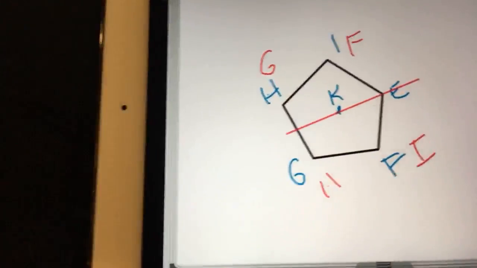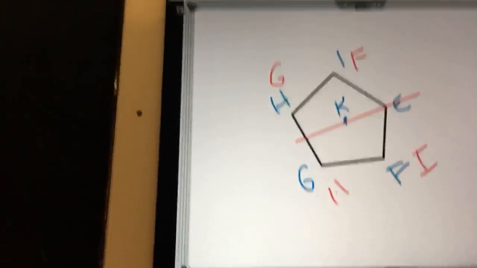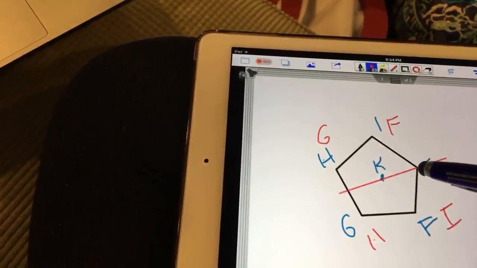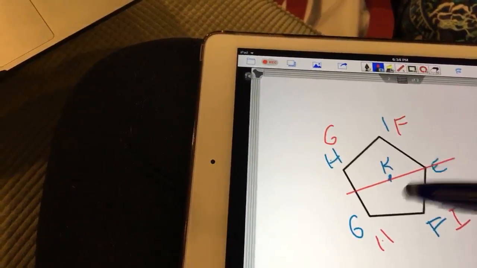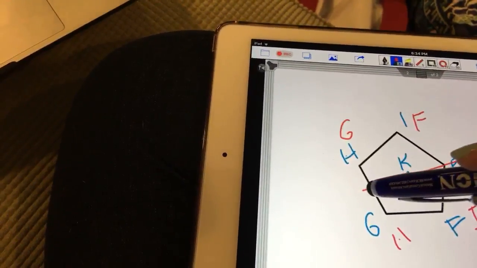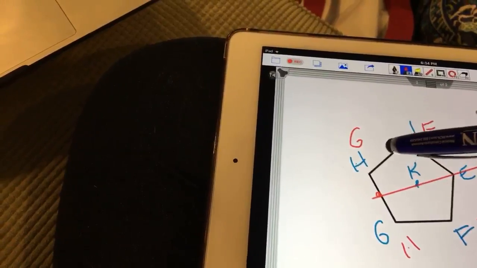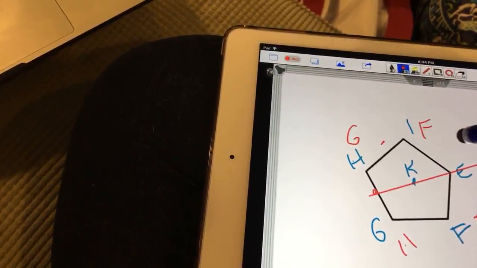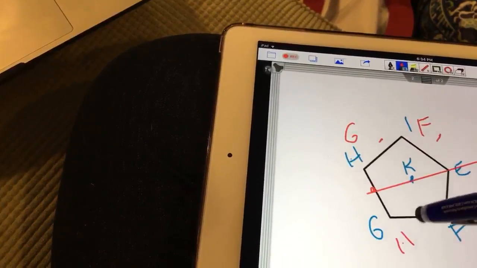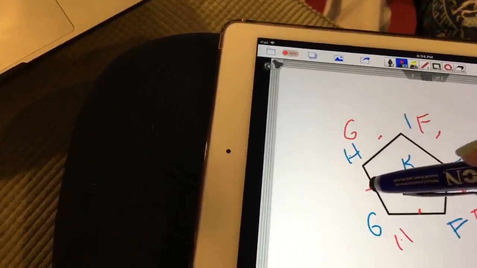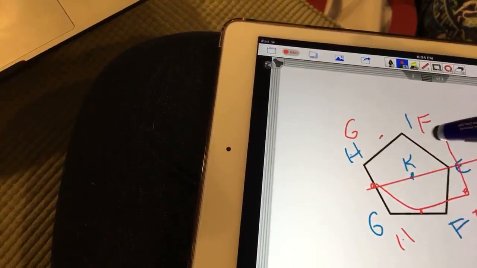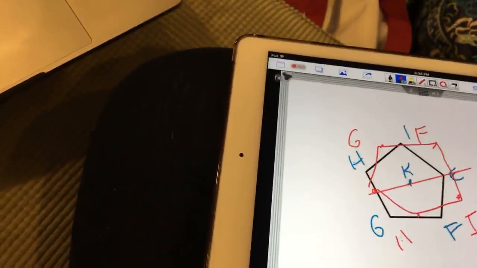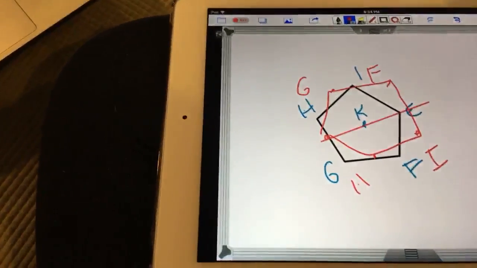Then when we rotate 180 degrees counterclockwise around point K, then we're going to have my point E being over here, and my shape pointing more like that. All right? And then a reflection across a vertical line through point K.